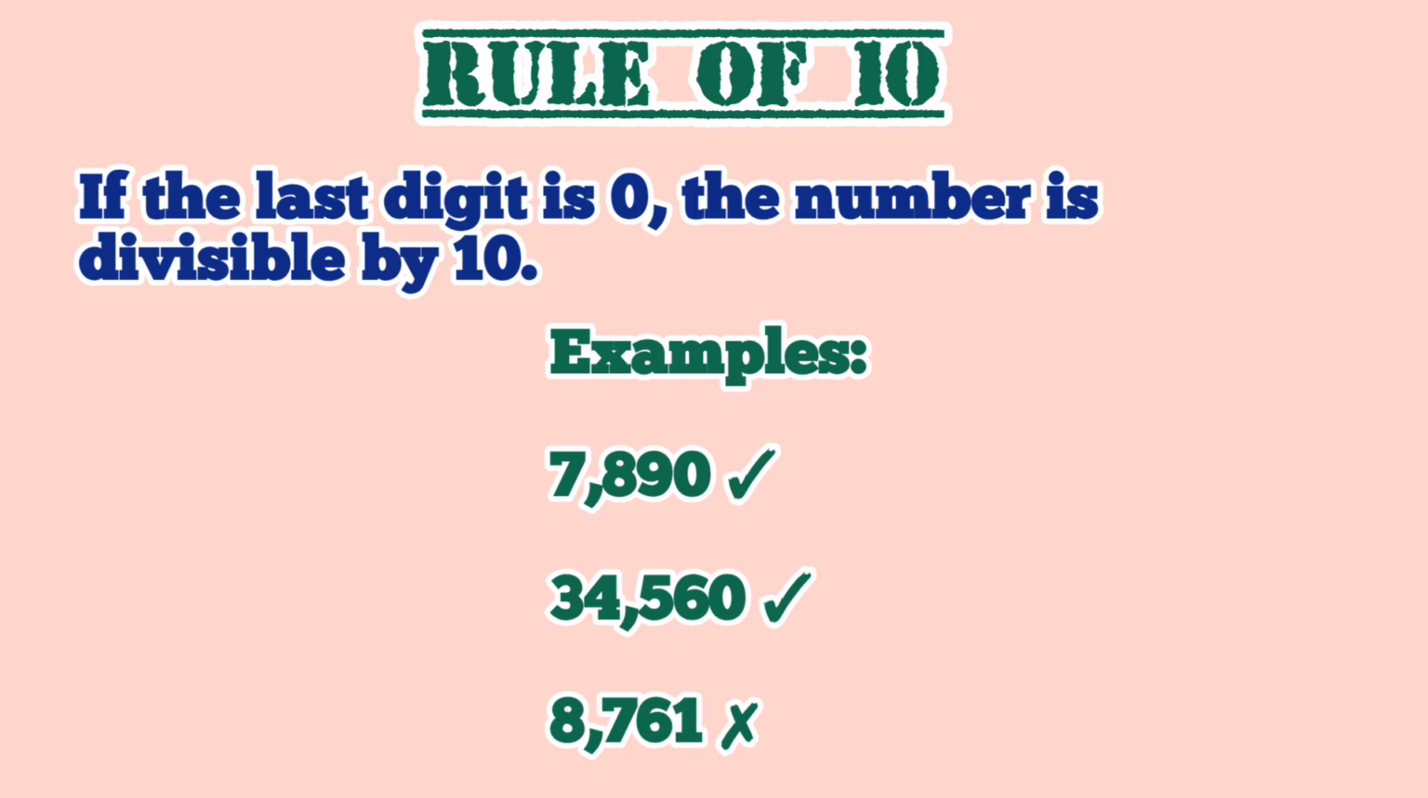Next number, 8,761. The ones place is the number 1. That is, the last digit is 1. So it is not divisible by 10.